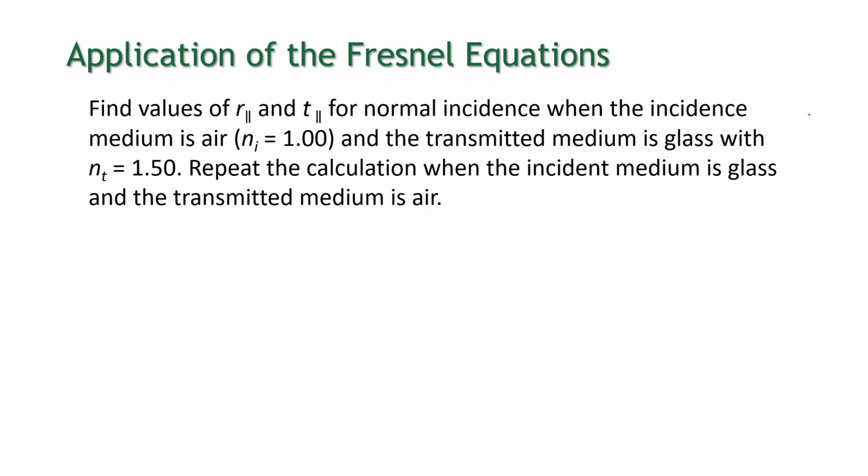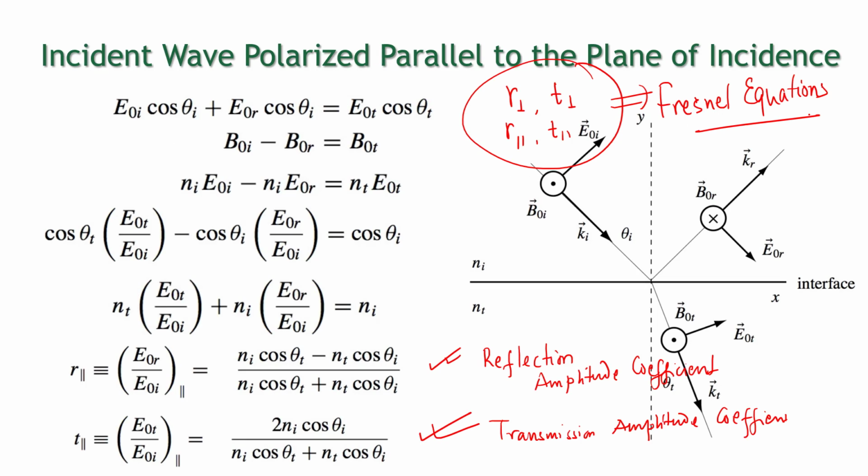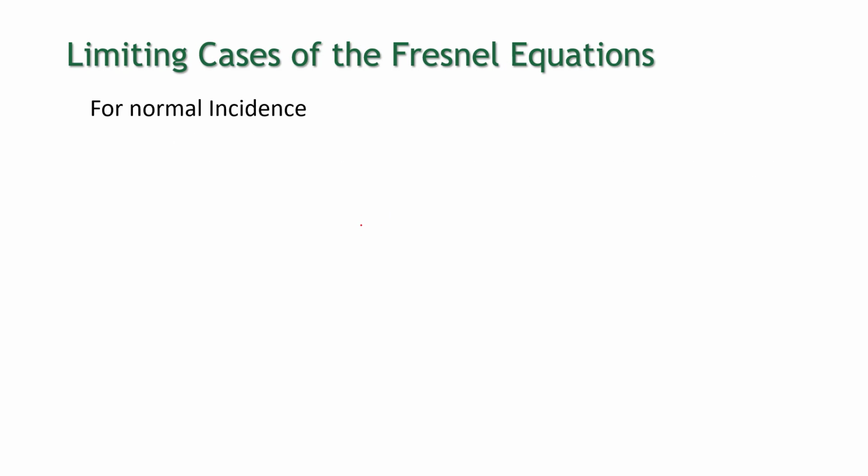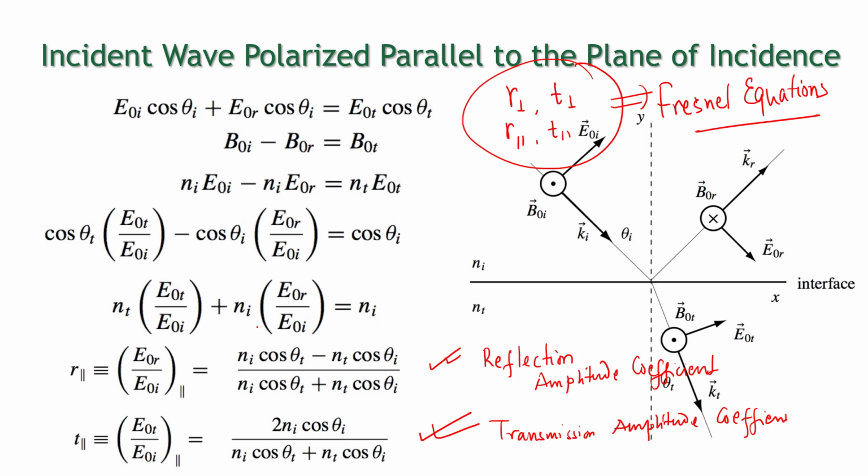We can do the same kind of problem like we did before. It's pretty straightforward, right? You just substitute the values here. So this is also for the normal incidence. For the normal incidence, you can substitute cosine 0 here, cosine 0 here, cosine 0 here, cosine 0 here, and then Ni would be 1 and Nt would be 1.5.